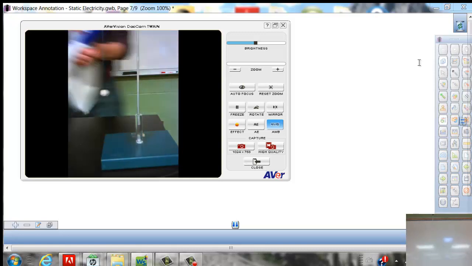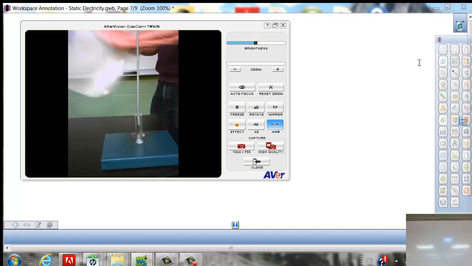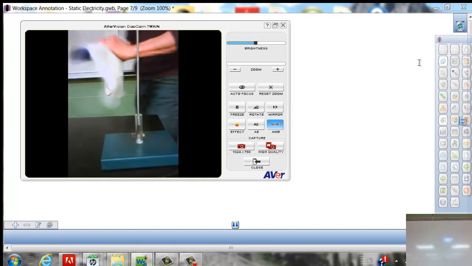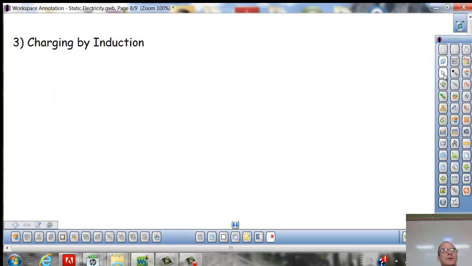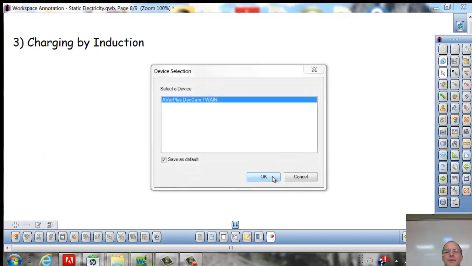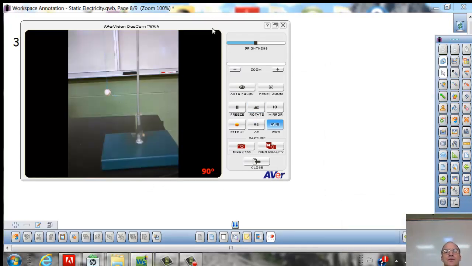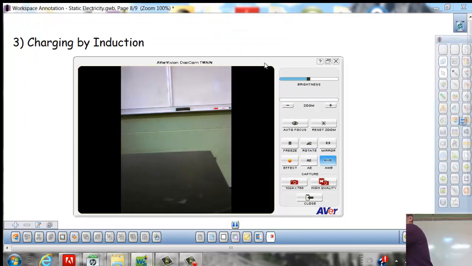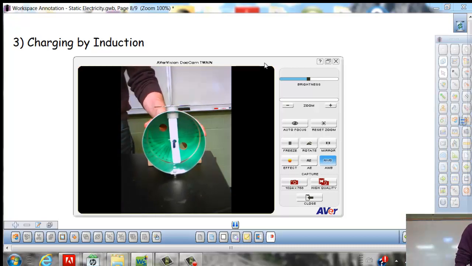Now, of course, what I'm demonstrating when I'm charging the plastic rod by rubbing it continuously like this is the second form, which is called charging by friction. Now, the third form is called charging by induction, and it's a little bit more complicated. And to demonstrate charging by induction, I have to use a different piece of equipment. So I'll pull up my document camera again, and I'll move the pith ball electroscope, and in its place, you'll see something called a metal leaf electroscope.